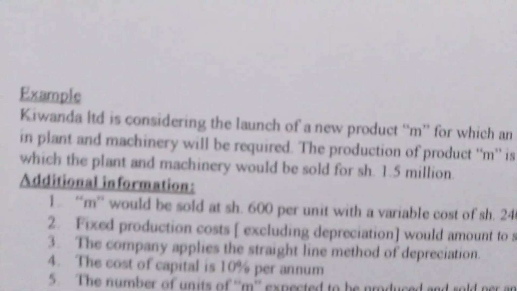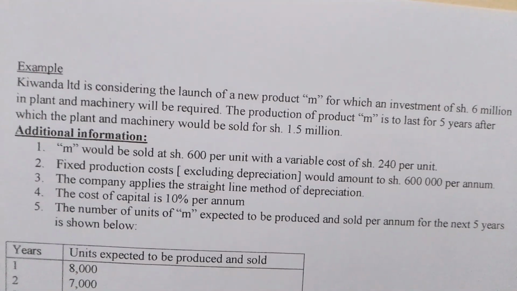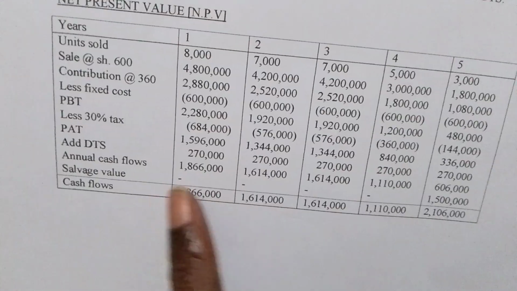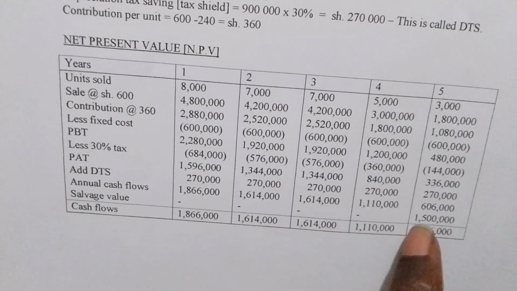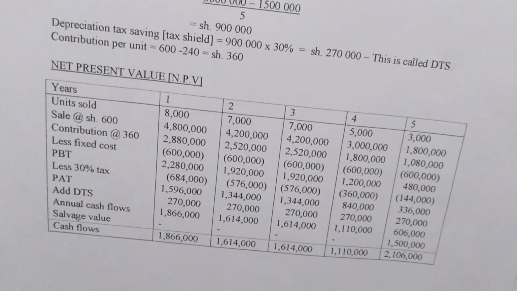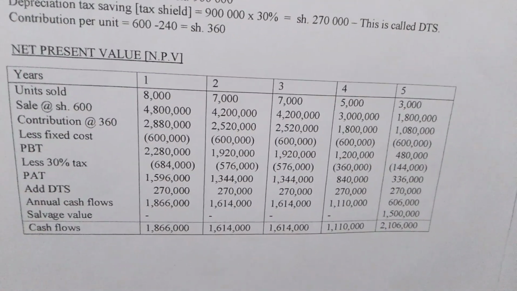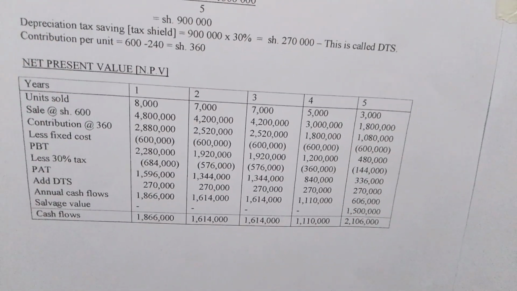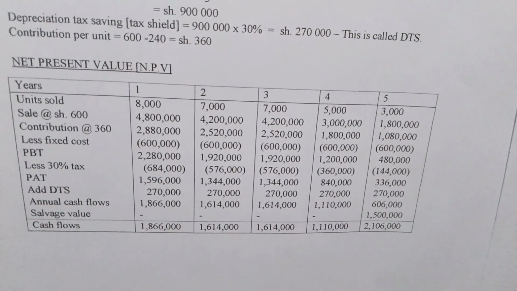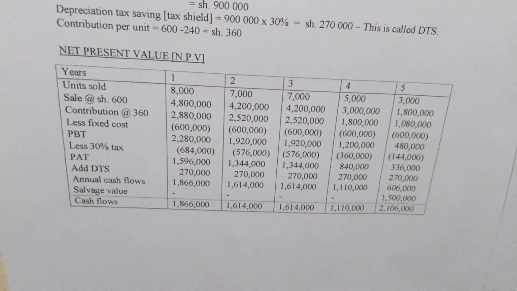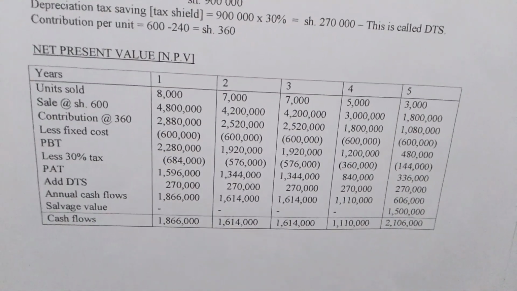The initial capital outlay, we have been told that this machine cost shillings 6 million. The plant cost shillings 6 million. So we calculate the present values of these cash flows, and then we less 6 million, and we get the net present value. If what we get is a negative figure, it therefore means the decision should be rejected. If we get the net present value as a positive, it means that the project should be accepted because it will increase the value of the firm by a similar figure.